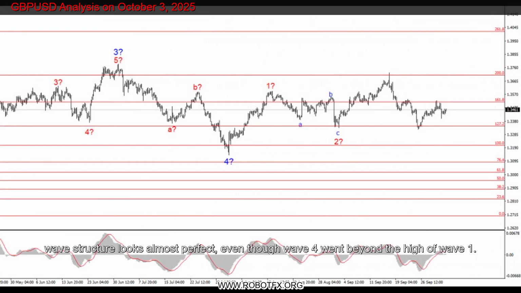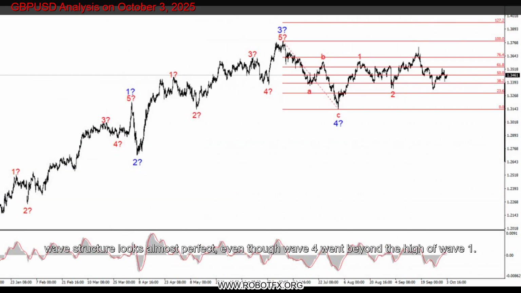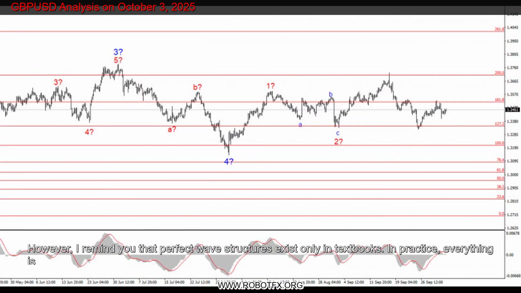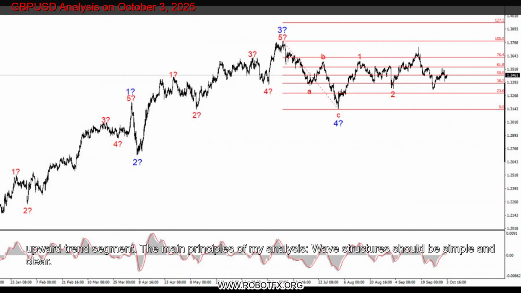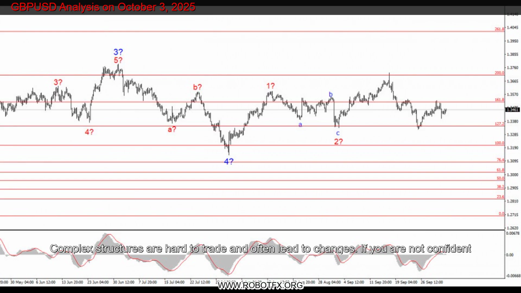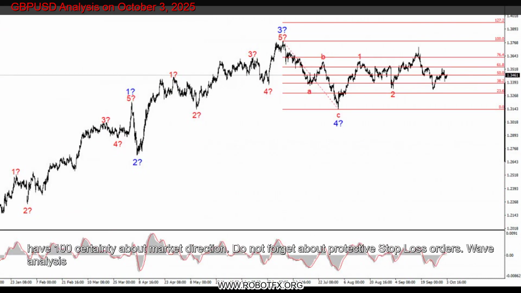At the moment, I see no reason to consider alternative scenarios to the upward trend segment. The main principles of my analysis, wave structures, should be simple and clear. Complex structures are hard to trade and often lead to changes. If you are not confident about what is happening in the market, it is better to stay out. One can never have 100% certainty about market direction. Do not forget about protective stop-loss orders. Wave analysis can be combined with other types of analysis and trading strategies.